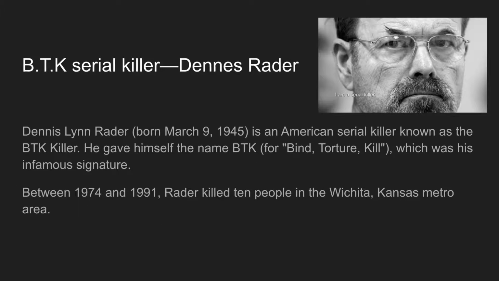Dennis Rader is an American serial killer known as the BTK killer. He was born in 1945. He gave himself the name BTK for blind, torture, kill, which was his infamous signature. Between 1974 and 1991, Rader killed 10 people in total.